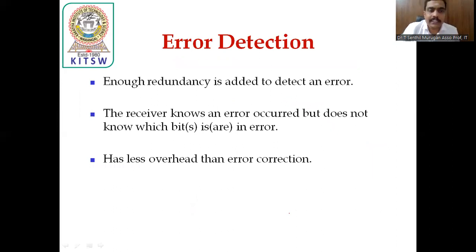What is error detection? Enough redundancy is added to detect errors. So what is the use of redundancy? Finding the error. The receiver knows an error occurred but does not know which bit is in error. We know some error is there. That is considered as error detection.